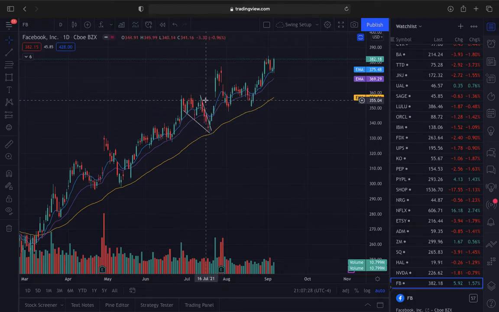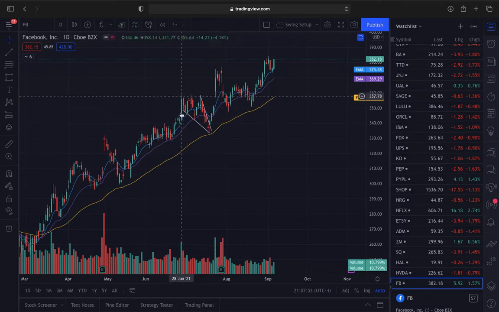Notice where this wedge put price for Facebook. This descending wedge formed from June 29th all the way down to July 19th. So almost a month long, Facebook was in this beautiful descending wedge. And notice where this descending wedge finished. It finished right at the 55 EMA. That's not a coincidence. They did that on purpose.